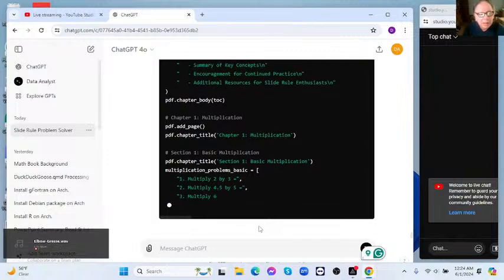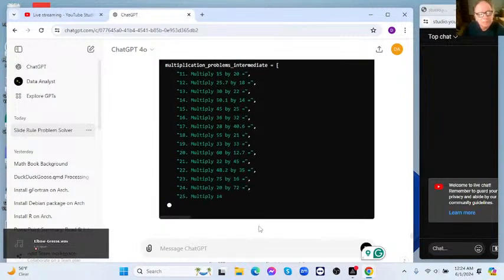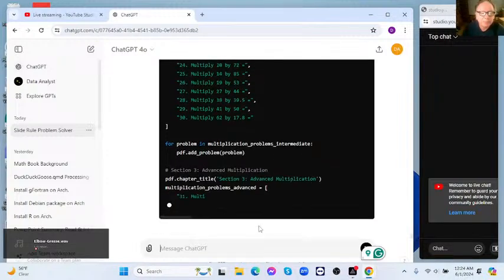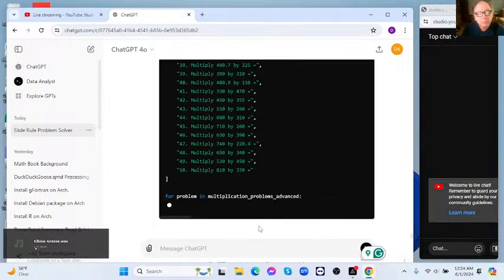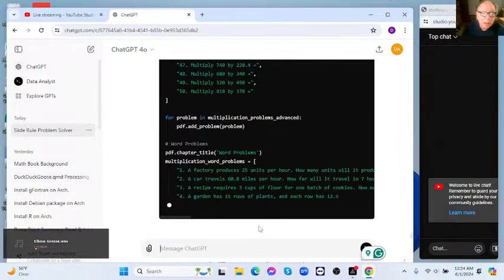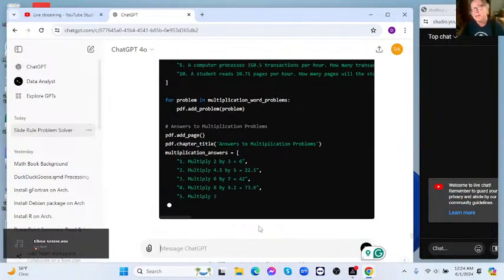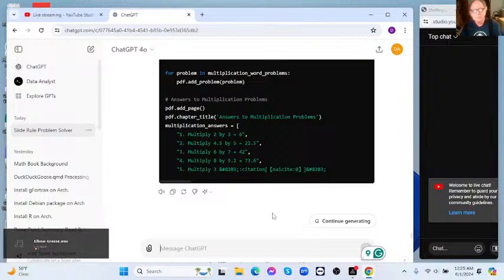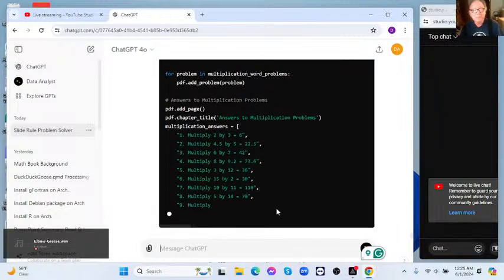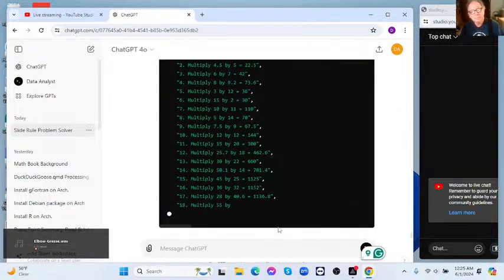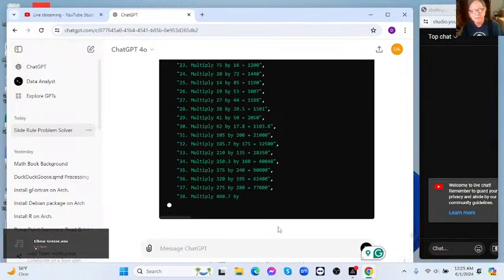Interesting. So it hasn't actually created anything yet, has it? Hmm. By the time you finish these 100 questions, you should have a pretty good understanding of how to do multiplication and division. Okay. See, because it hasn't created a PDF file yet.